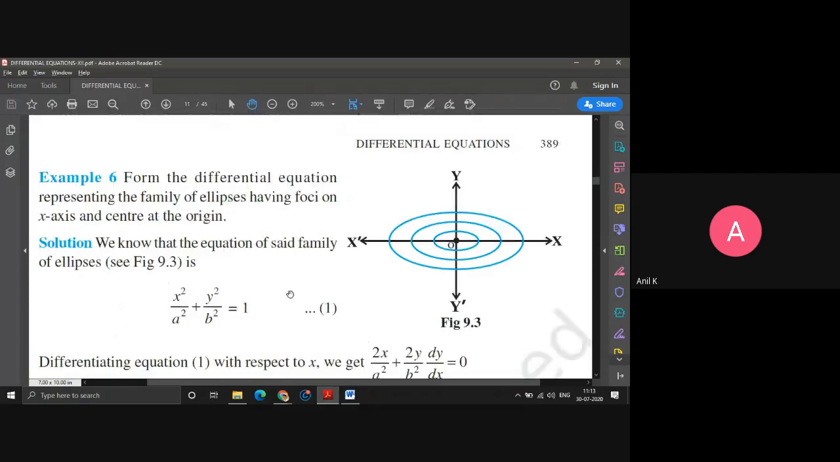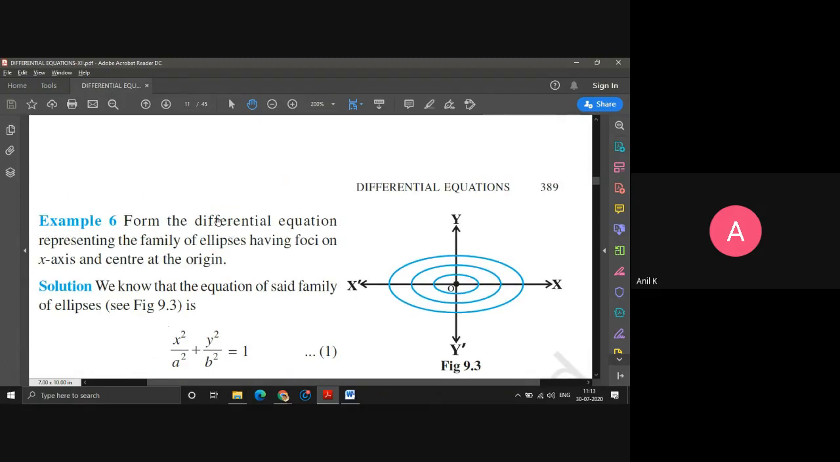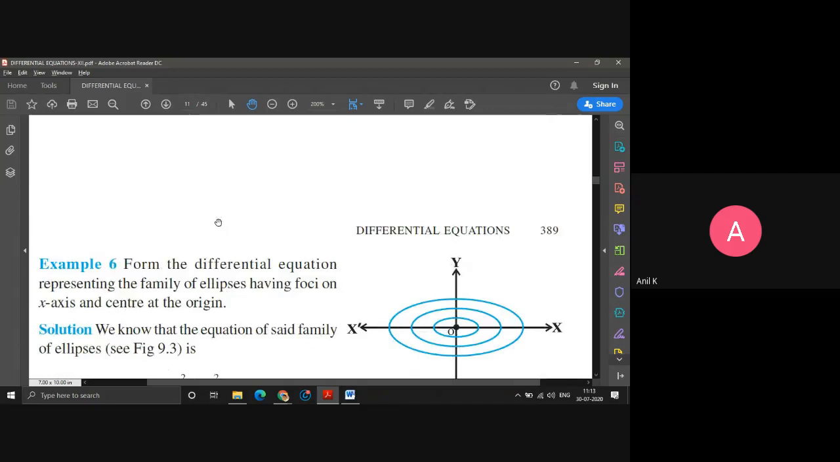Here again, form the differential equation representing the family of ellipses having foci on the x-axis and center at the origin. Anyone remember the equation of the ellipse with foci on the x-axis? This is the graph if you want to see. Now, what do you mean by family of the ellipses?